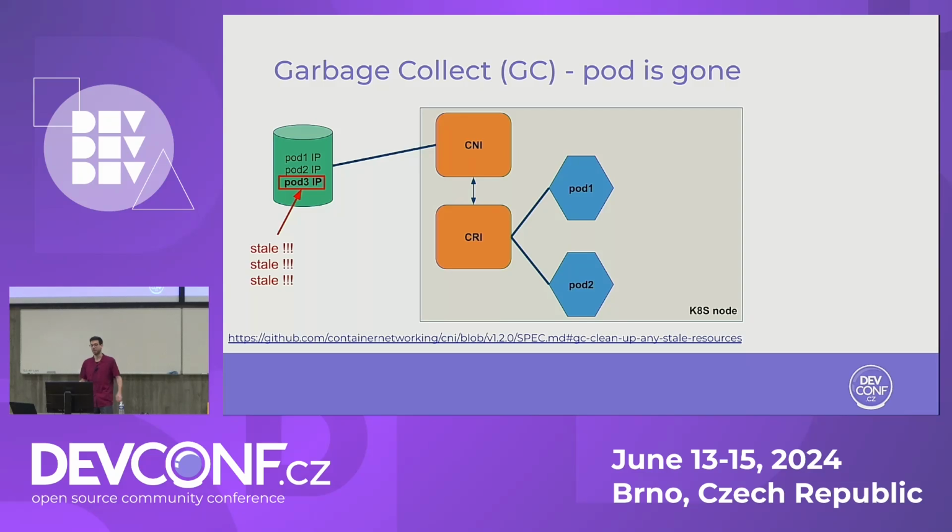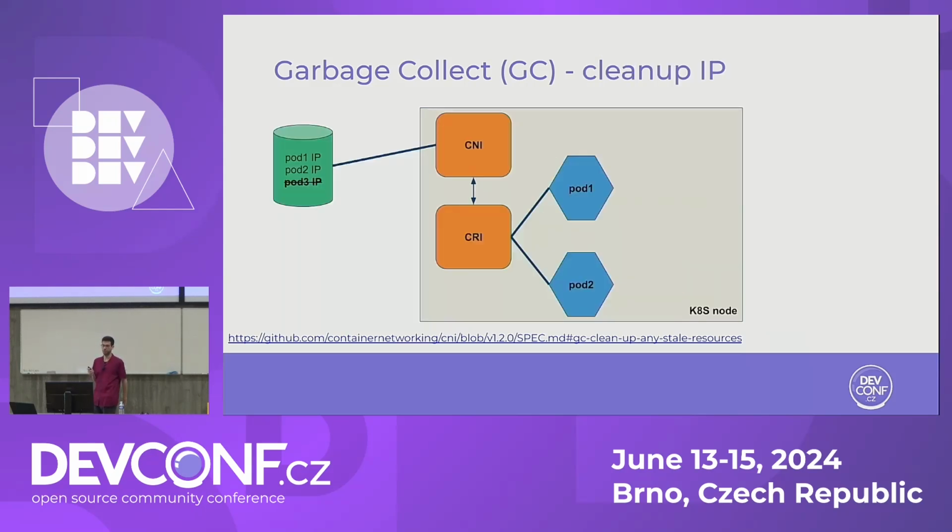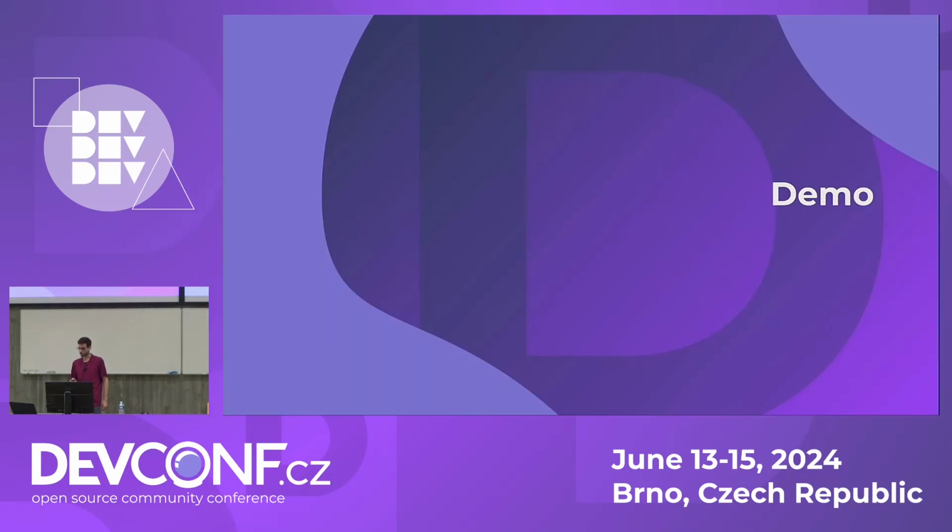Up to now, we had no way of identifying the situation and no way of actually reaping this stale IP address from the cluster. What would happen here is the runtime would invoke the CNI plugin, which would tell it, I want to keep Ethernet 0 for the pod number 1 container, and I want to keep Ethernet 0 for the pod number 2 container, and it would know that it would be able to delete the pod number 3 IP allocation. And yeah, let's go to the live demo.